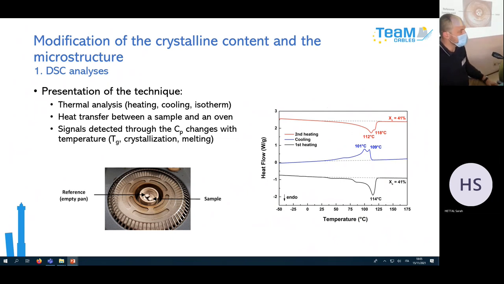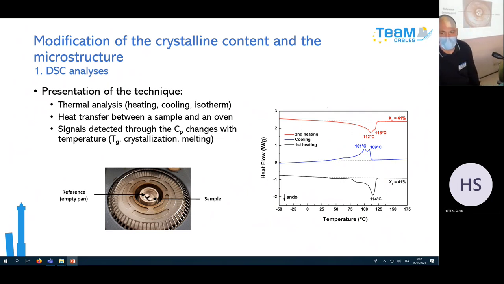So DSC is a thermal analysis technique, which consists in heating a sample or cooling down a sample in order to melt or crystallize or look at the glass transition temperature of the material. It's based on a heat transfer between a sample and an oven. So it measures the heat transfer between the sample and the oven. And it's related to a change of properties, which is the heat capacity of the material at the glass transition, crystallization temperature, or the melting temperature.